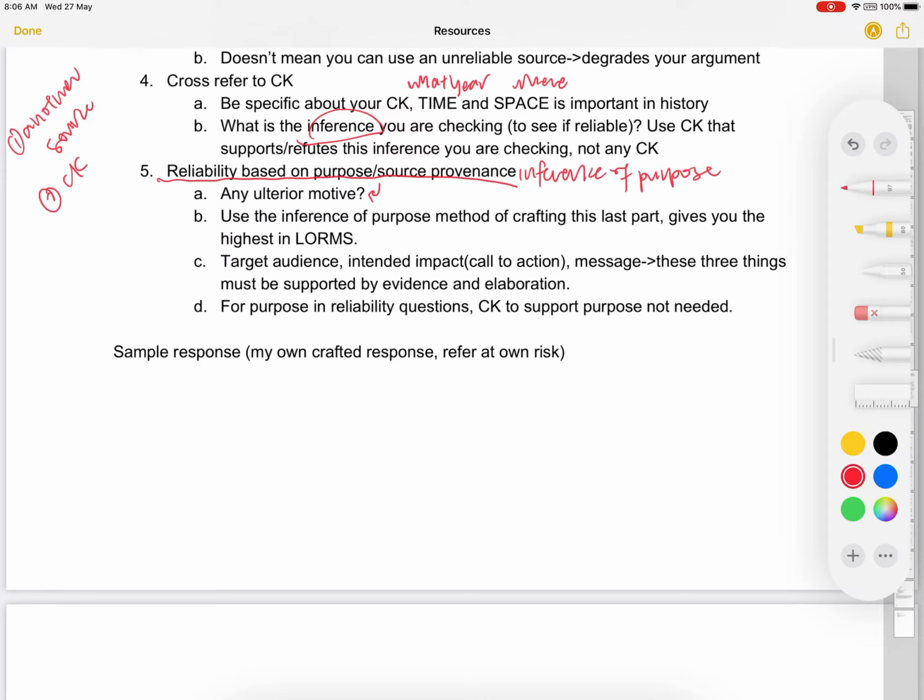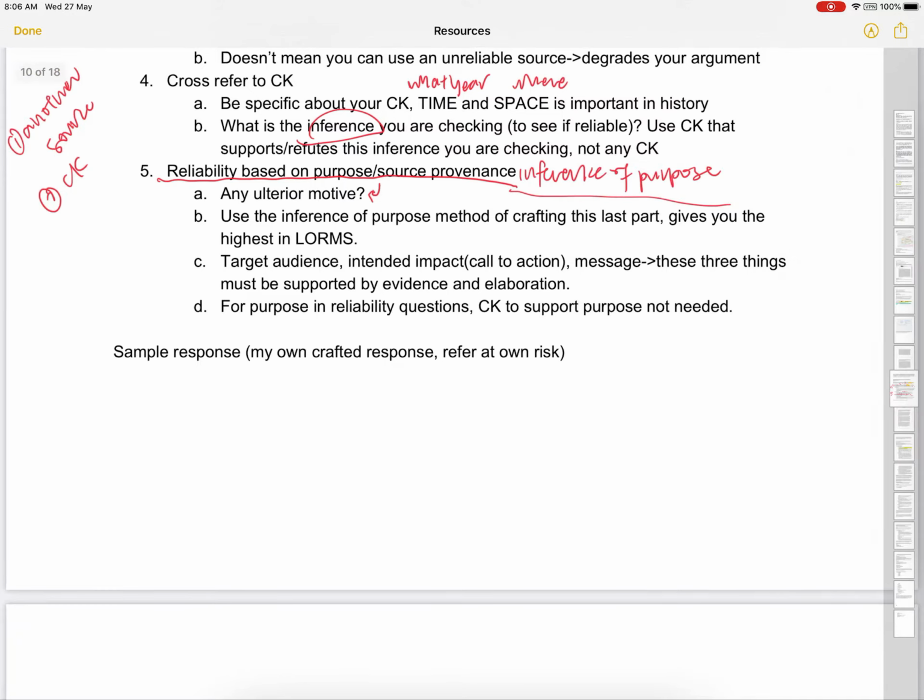So remember your target audience, your intended impact, your message. Those are the very important things that you have to include in your reliability based on purpose, because they are important things in inference of purpose. For purpose in reliability questions, CK to support purpose is not needed.